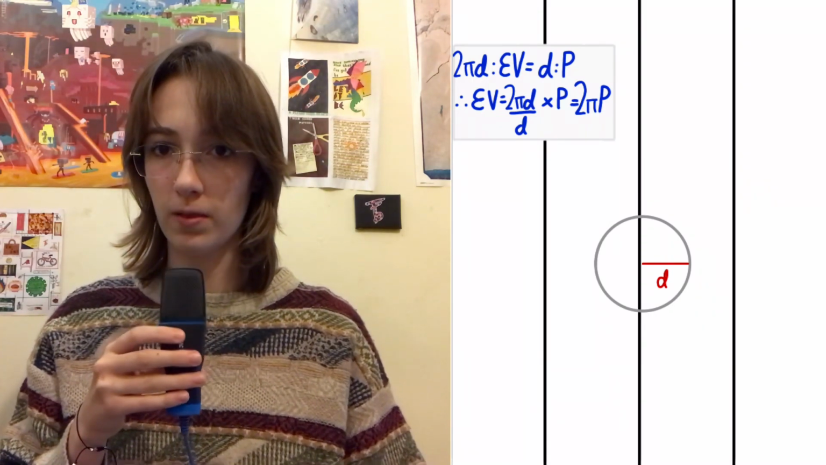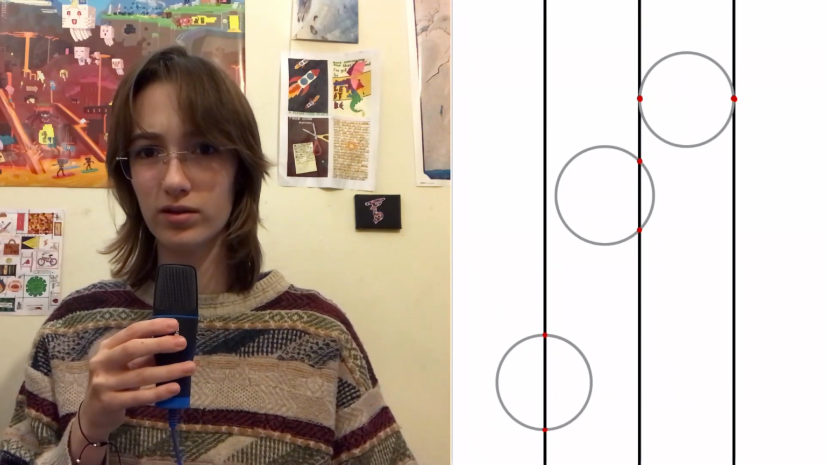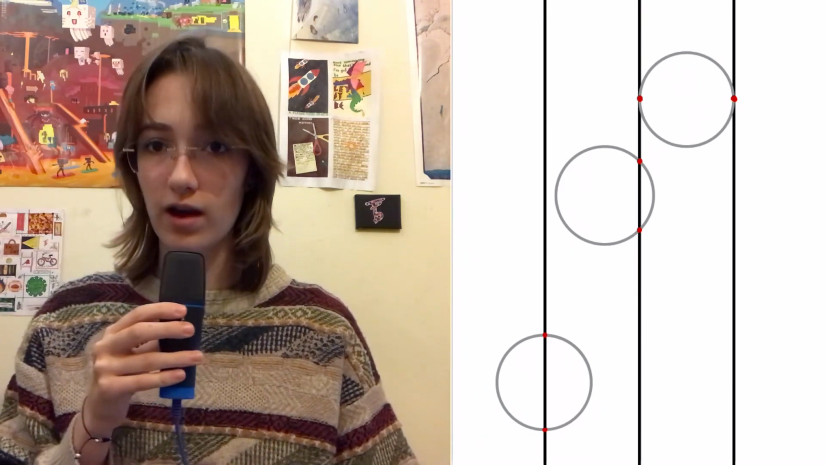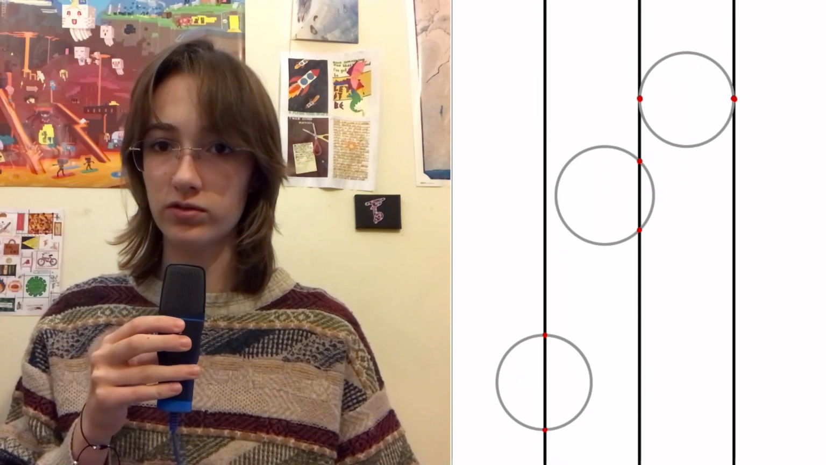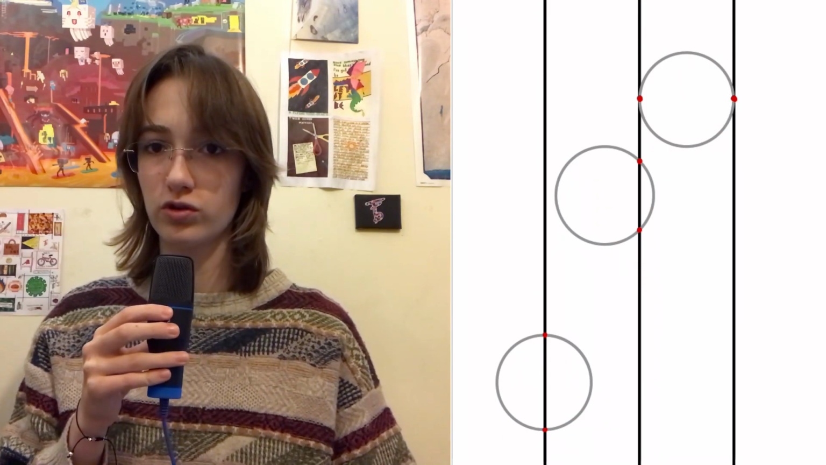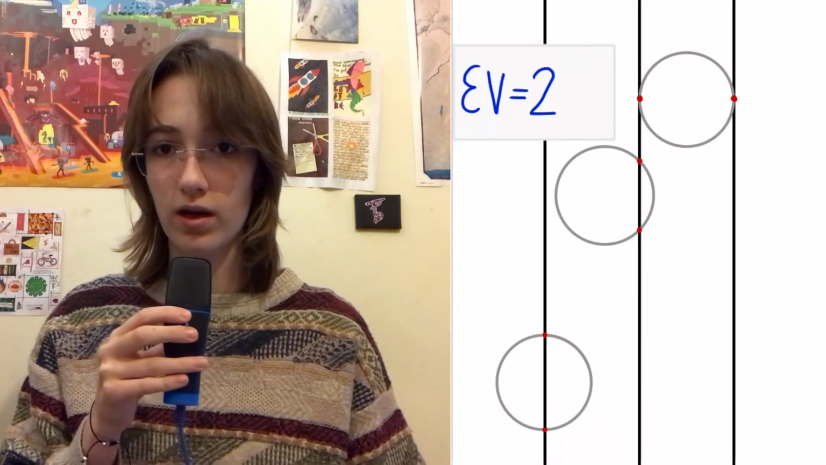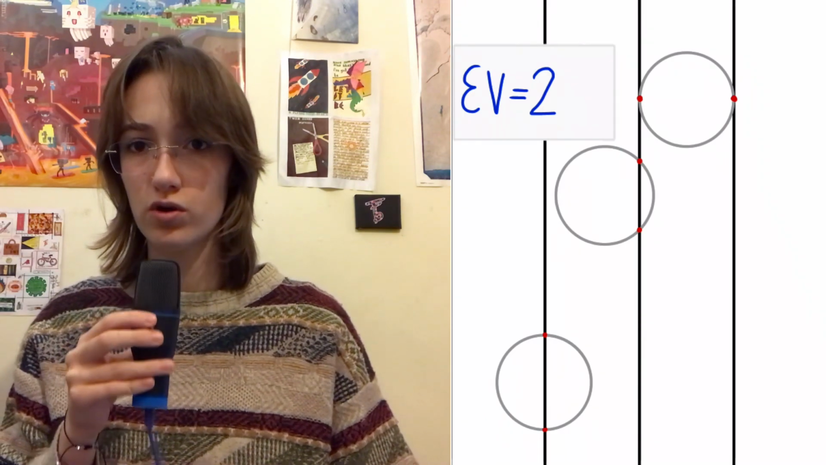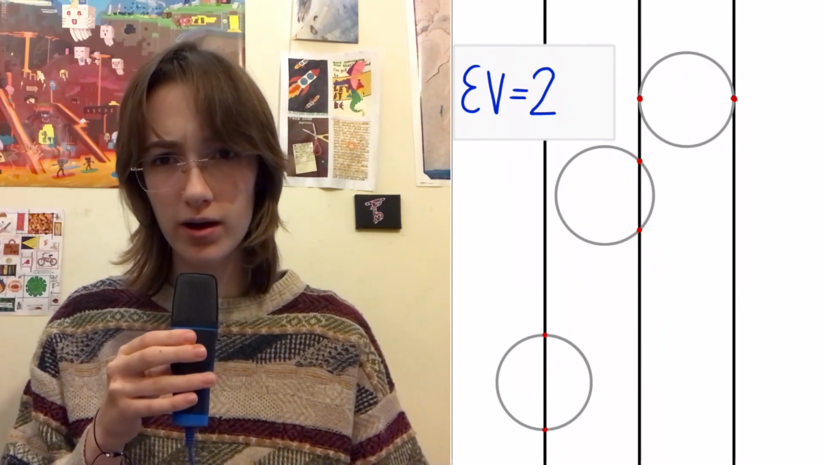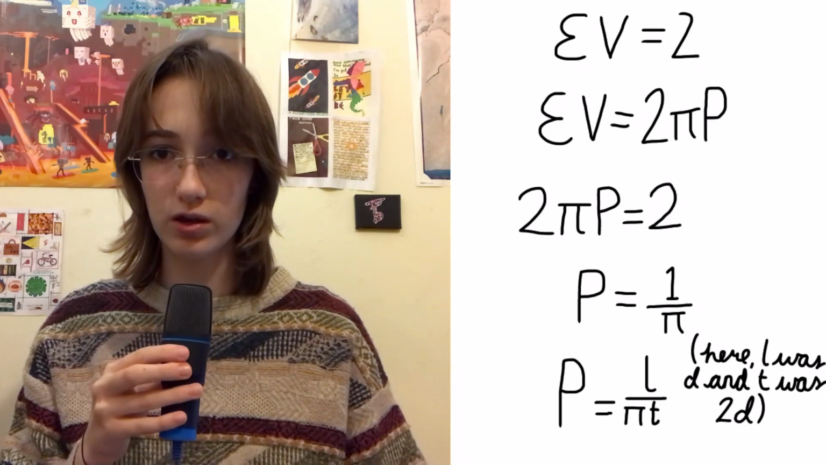But look closer. Throw this circular needle onto the plane. It crosses 2 times. Throw it again. It crosses twice again. Well, weird. It crosses twice a 3rd time. In fact, if you haven't spotted it already, this circle will always cross 2 times. Therefore, we know that the expected value is 2. But we also said it was 2 pi p. 2 pi p must be equal to 2.